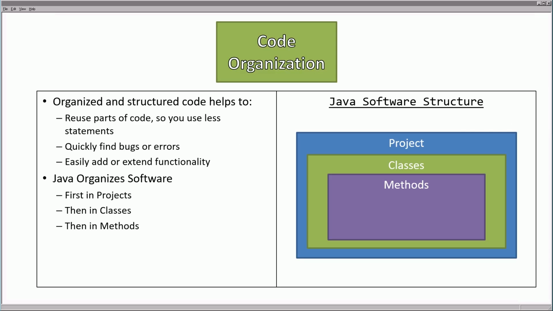In a previous lecture, we started going over code organization. We used this in order to reuse parts of code, so we use fewer statements, quickly find bugs and errors, and easily extend or add functionality to our programs. Java organizes software first inside of projects, then inside of classes, and then inside of methods.